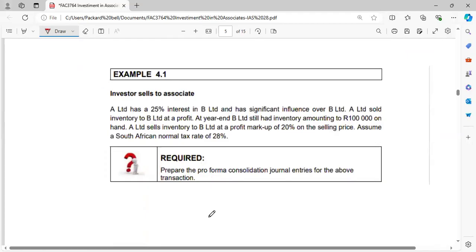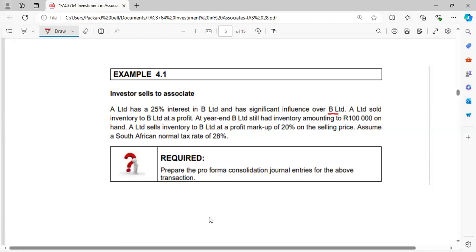Investor sales to associate. A Limited has a 25% interest in B Limited and has significant influence over B Limited. A Limited sold inventory to B Limited at a profit. At year end, B Limited still had inventory amounting to 100,000 on hand. A Limited sells inventory to B Limited at a profit markup of 20% on the selling price.